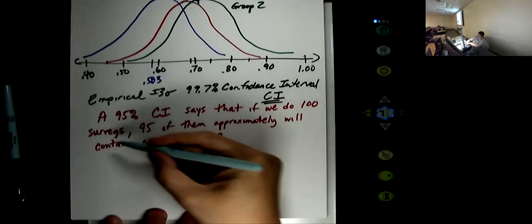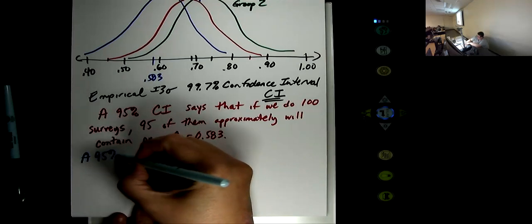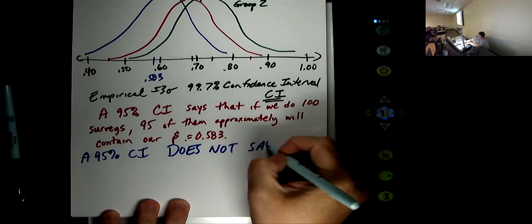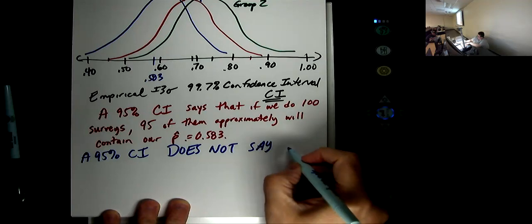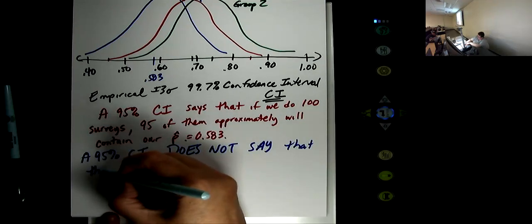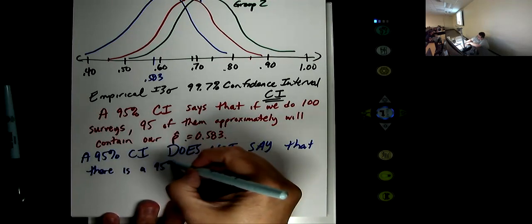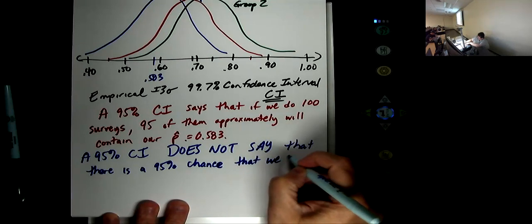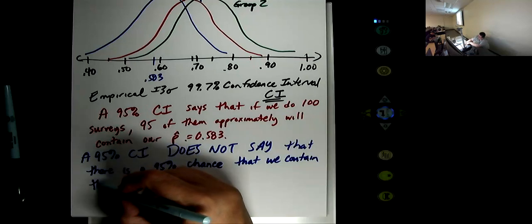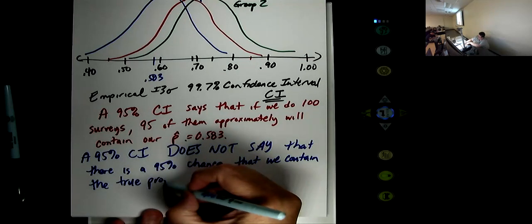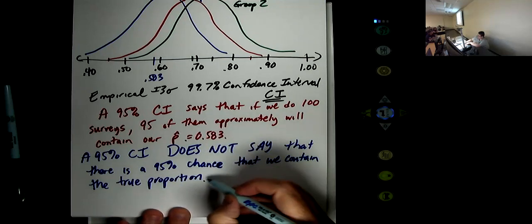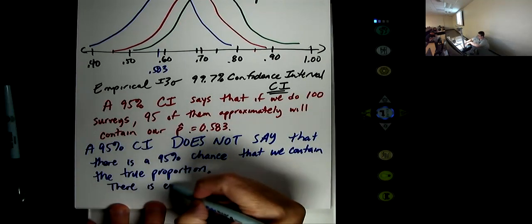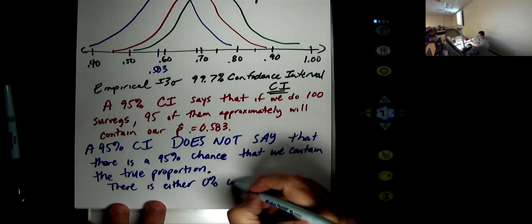Okay, a 95% CI does not say that there is a 95% chance that we contain the true proportion. It's easy, it's natural to want to interpret it that way. But there is either a 0% or 100% chance it contains it.